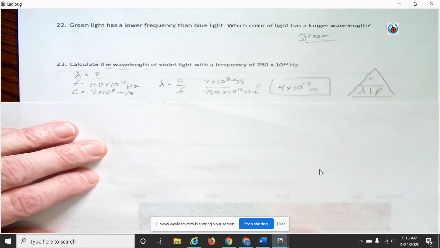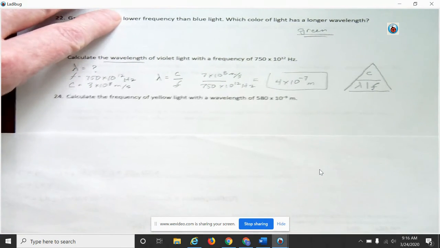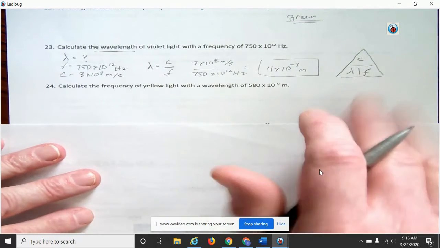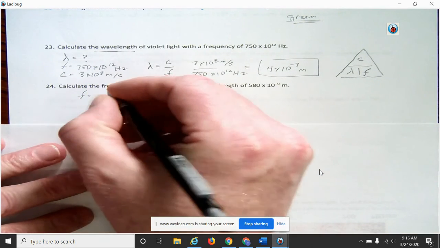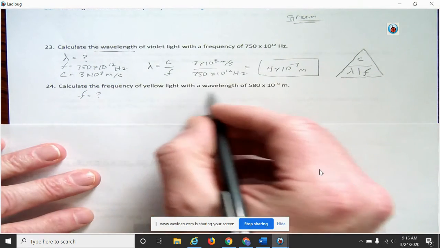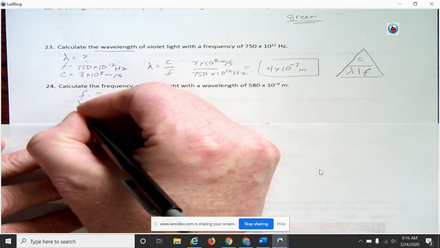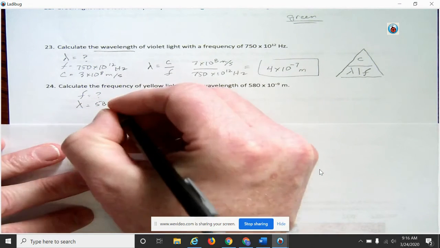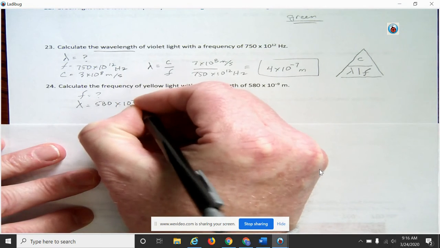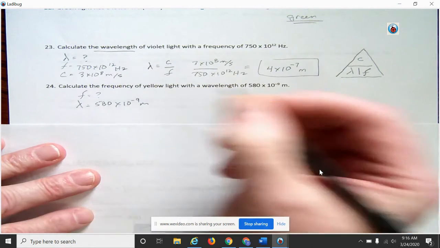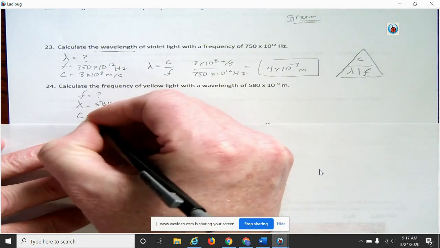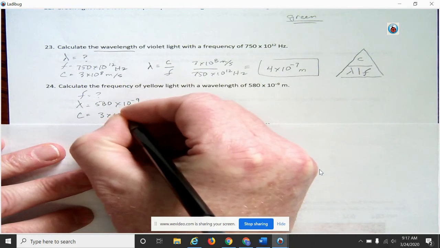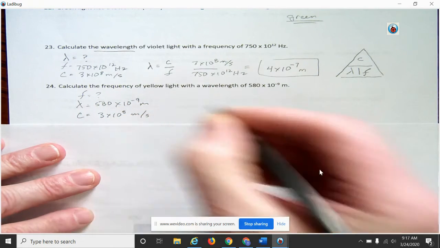Let's do a couple more just to help. The next one. Let's calculate the frequency. So this time we're looking for frequency of yellow light with a wavelength. So we know the wavelength is going to be 580 times 10 to the minus 9 meters. And speed of light again is going to be 3 times 10 to the 8th meters per second.